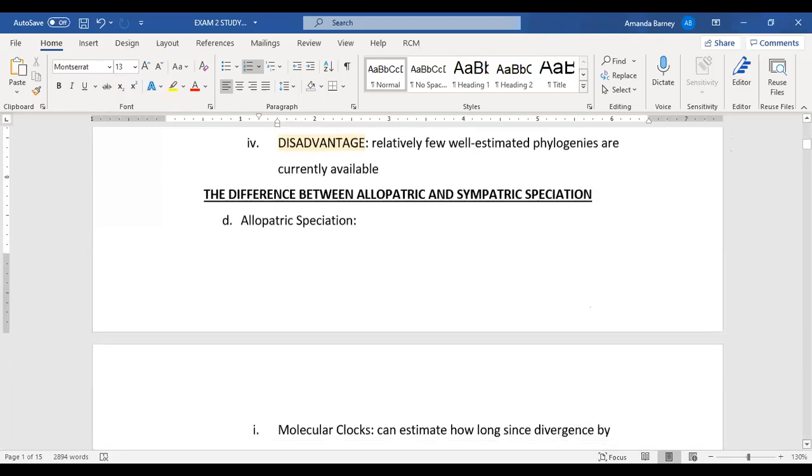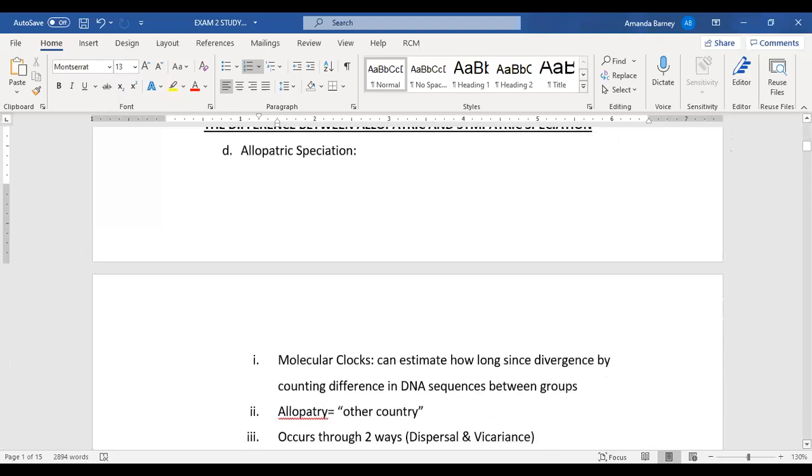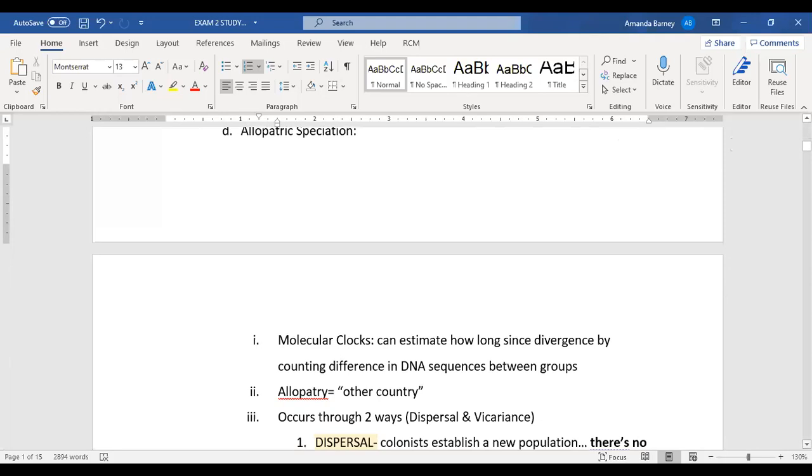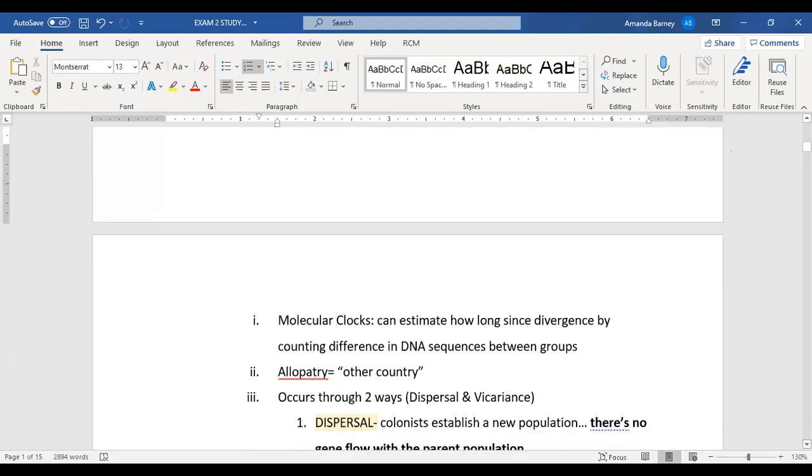So the difference between allopatric and sympatric speciation, again, anybody can stop me, ask questions. I'm watching the chat, so if you have something you need me to spell out a little bit better, or if you're like, hey, I know this better than you do, feel free to throw something in. This is just what I've studied.